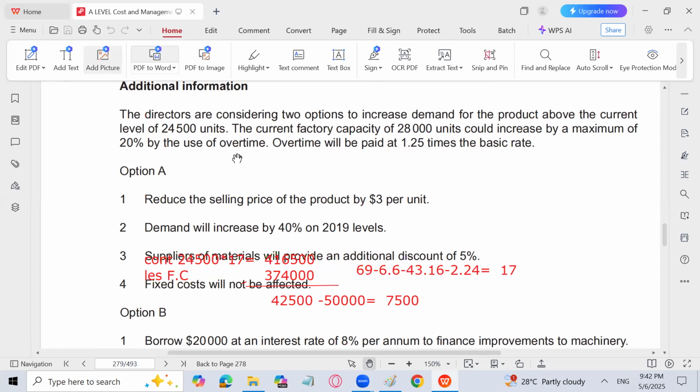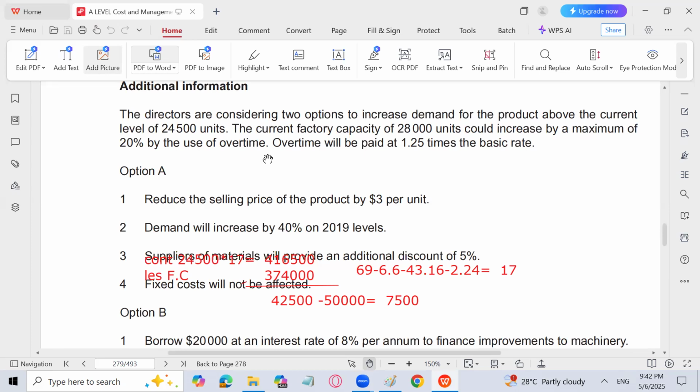Next, the directors are considering two options to increase demand for the product above the current level of 24,500 units, because currently we are producing 24,500. And the current factory capacity of 28,000 units could also be increased by a maximum of 20% by the use of overtime.